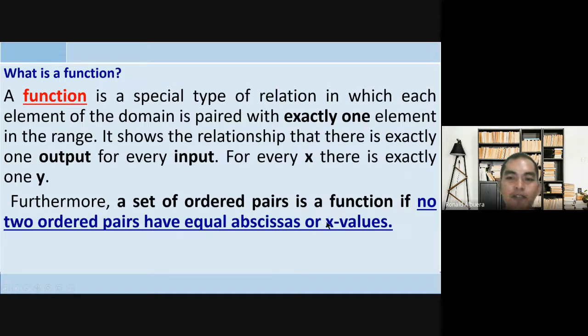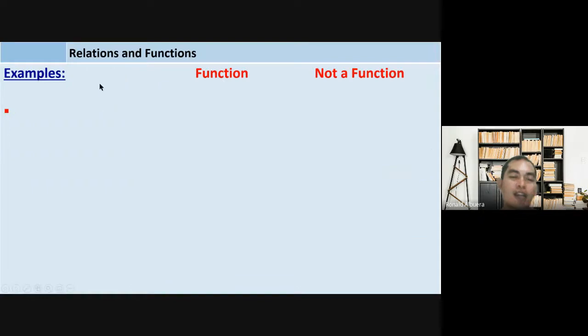Pag sinabing function, walang nauulit na value sa first component or first set of values or sa domain. Dapat ang element of the domain ay walang naulit. Pag may naulit, it's not a function. Ang tawag lang doon ay relation. Okay. So we have here an example of a function and simply a relation or not a function. Because all of these examples are relations, but a few are only a function and there are also not a function.